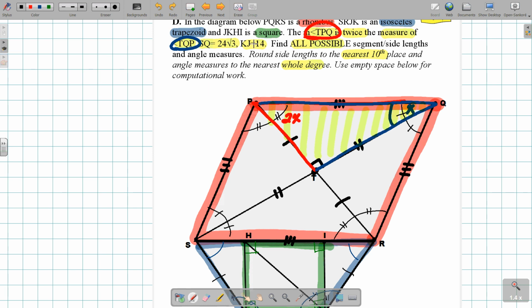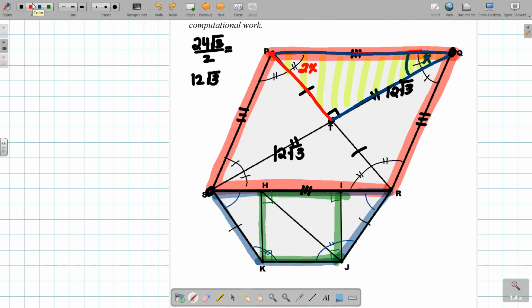A couple other pieces. S to Q is 24 root 3, so S all the way to Q is 24 root 3. If we were to split that in half, because of the point P being the midpoint, 24 root 3 divided by 2, that's going to equal 12 root 3. So right here we have 12 root 3, 12 root 3. And K to J is 14. Which means if you have a square here, of course this is 14. All the way around, make sure you physically trace that.